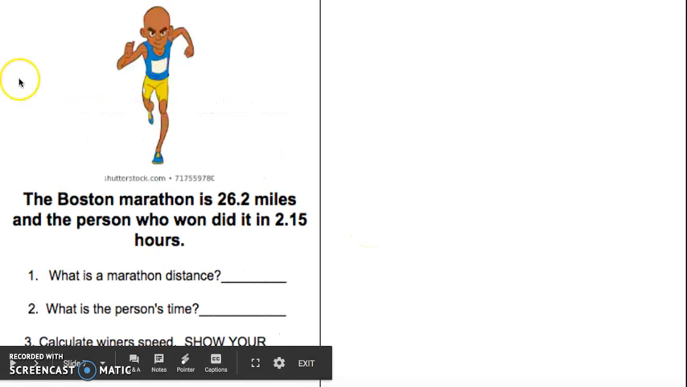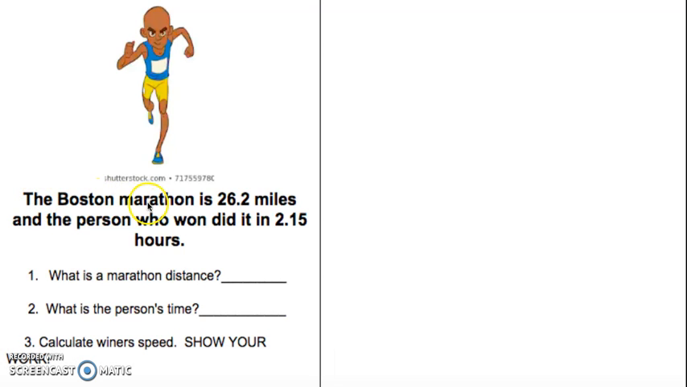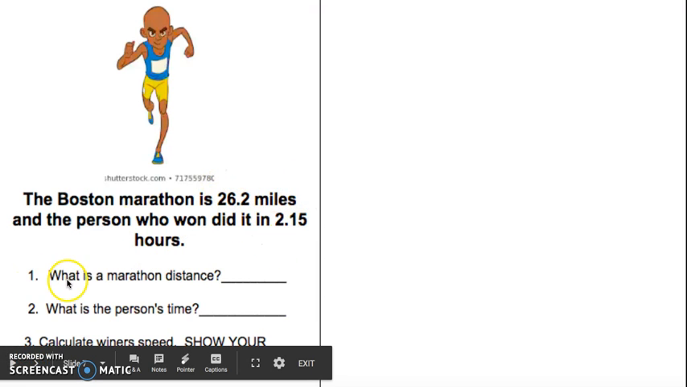Number 5. The Boston Marathon is 26.2 miles, and the person who won did it in 2.15 hours. Now we have our 2 pieces of information here. Number 1, what is the marathon distance? You'll get that answer up here. Number 2, what is the person's time? Write it down right here.